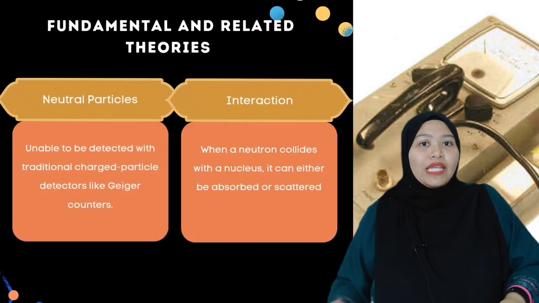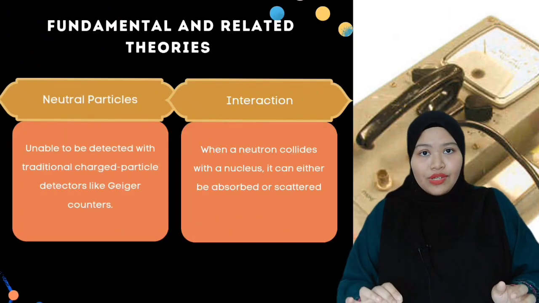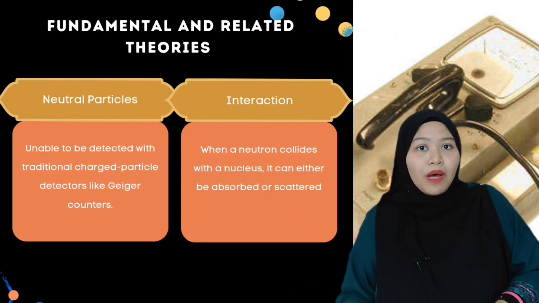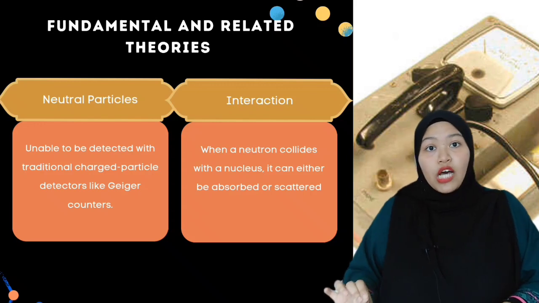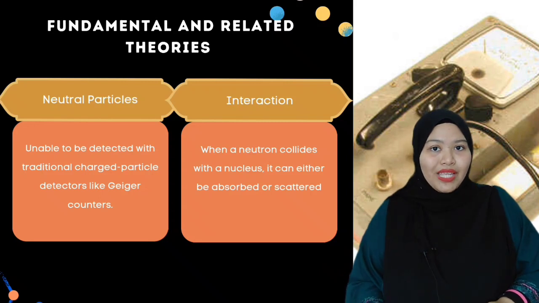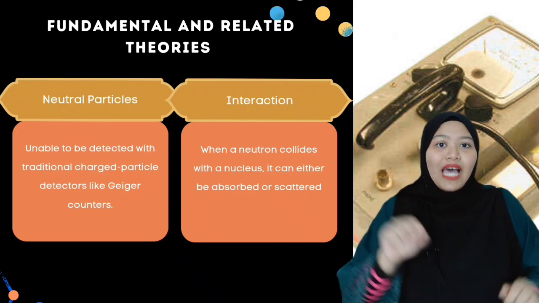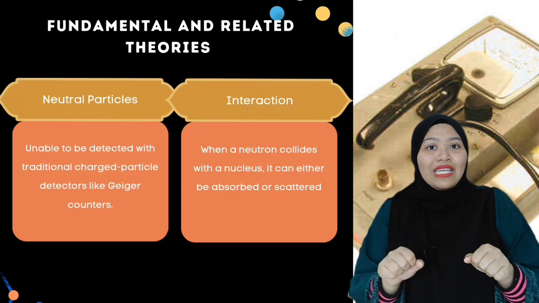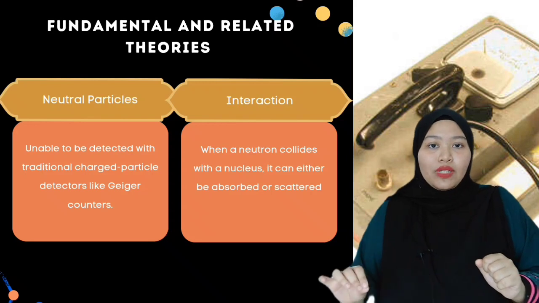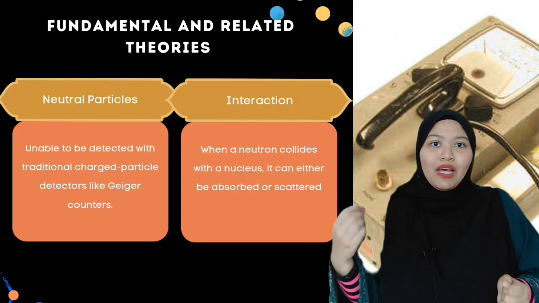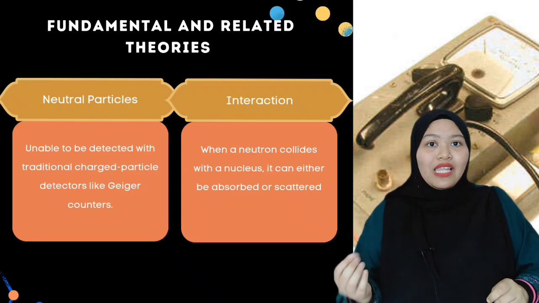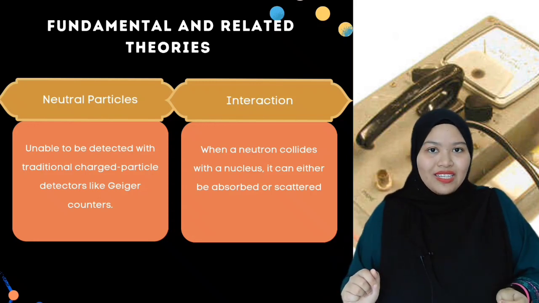Neutrons are neutral particles, so they don't interact with electric fields. This means that they cannot be detected with traditional charged particle detectors like Geiger counters. Neutrons can be detected by their interaction with other nuclei. When a neutron collides with a nucleus, it can either be absorbed or scattered. If the neutron is absorbed, the nucleus will become radioactive and emit gamma rays. If the neutron is scattered, it will change direction and lose some of its energy.